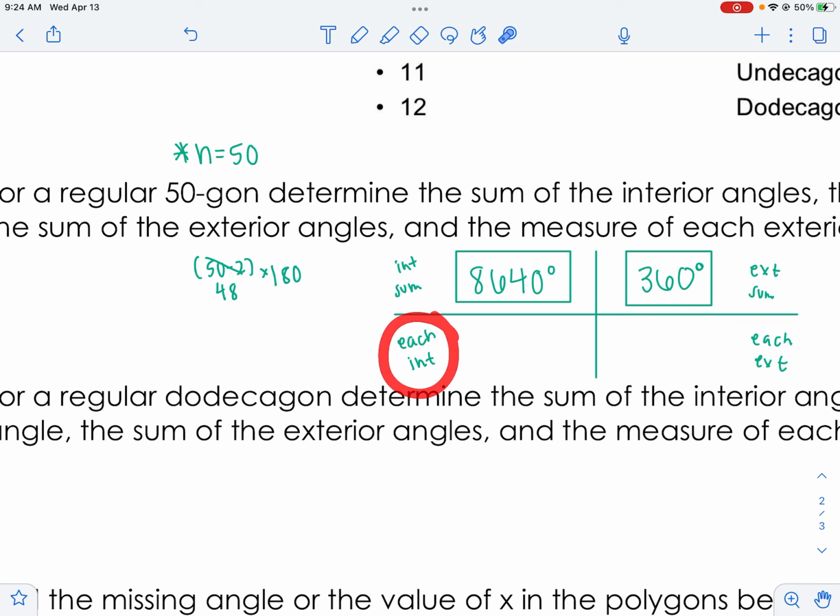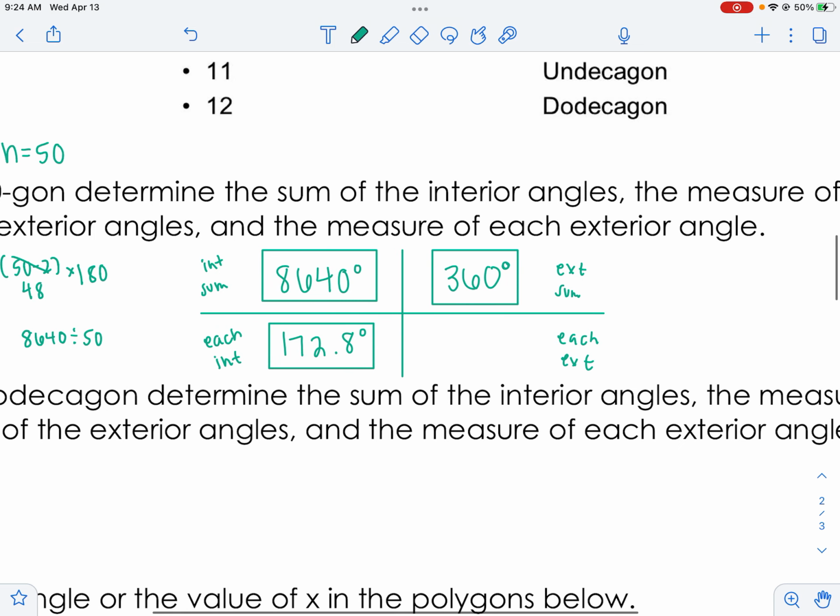Okay, to find each interior, or just one, I'm going to take that number. And I know a lot of you are going to show the work in the calculator, but it does help to write it out. Just in case there's a mistake, you can get some partial credit there. We could see where you went wrong. So I'm going to take that sum and divide it by 50. And I get a decimal, and that's okay. So the decimal that I get in the calculator is 172.8 degrees. Okay, to find one exterior, remember I take 360 and I just do 360 divided by, there were 50 sides, so 360 divided by 50, that's going to give me 7.2 degrees.